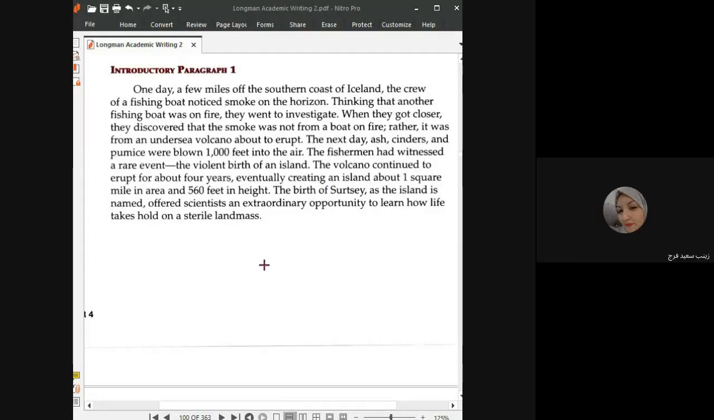One day, a few miles off the southern coast of Iceland, the crew of a fishing boat noticed smoke on the horizon. Thinking that another fishing boat was afire, they went to investigate. When they got closer, they discovered that the smoke was not from a boat on fire. Rather, it was from an undersea volcano about to erupt.